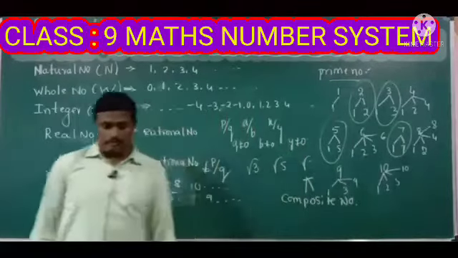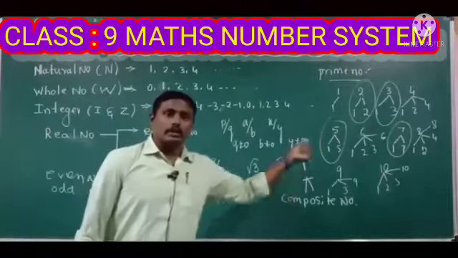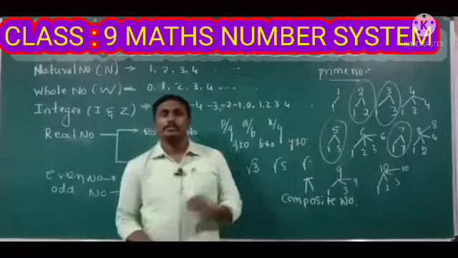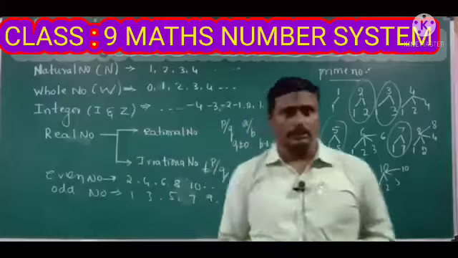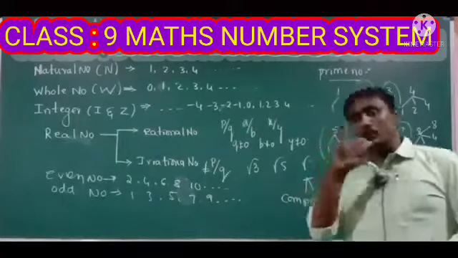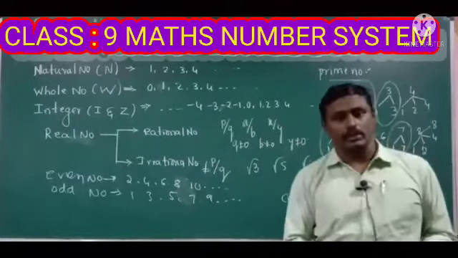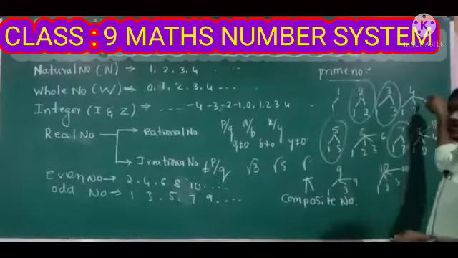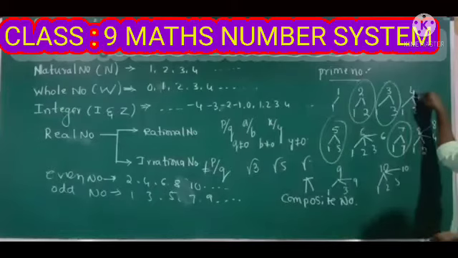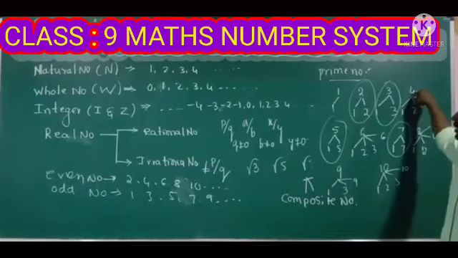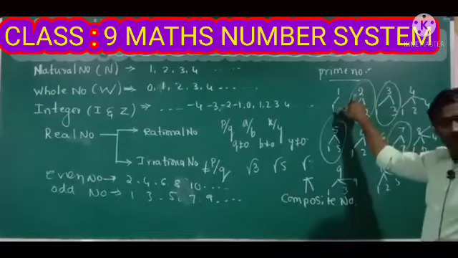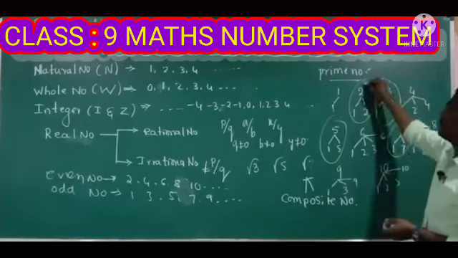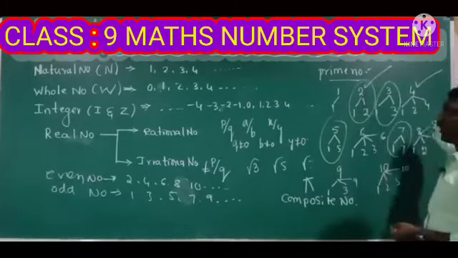How can we define composite numbers? The numbers which have more than 2 factors are called composite numbers. Here the first composite number is 4. The first prime number is 2. The first composite number is 4.